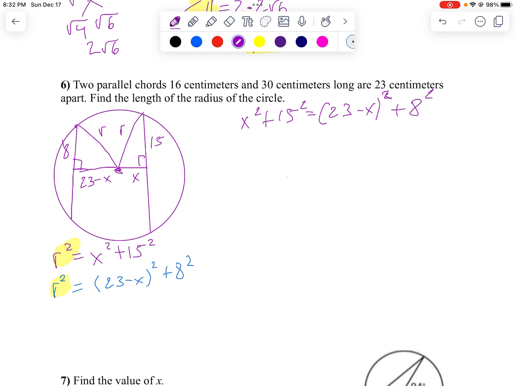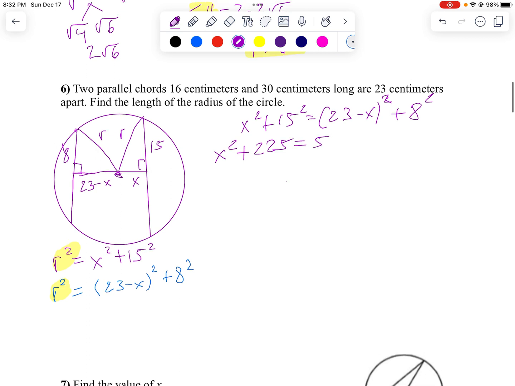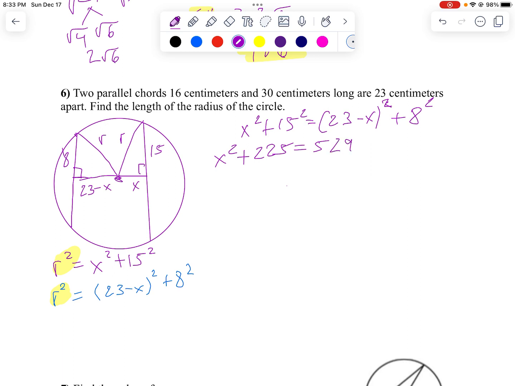plus 8 squared. Well, we can simplify that, so I get x squared plus 225 equals. Now remember, 23 minus x squared, don't distribute your exponent, but we can take 23 minus x times 23 minus x. So 23 squared is 529, minus 46x, plus x squared, plus 64. I can simplify that a tad. X squared plus 225. And let's write this in standard form. So I'm going to go x squared minus 46x, and then 529 plus 64 gives us 593.